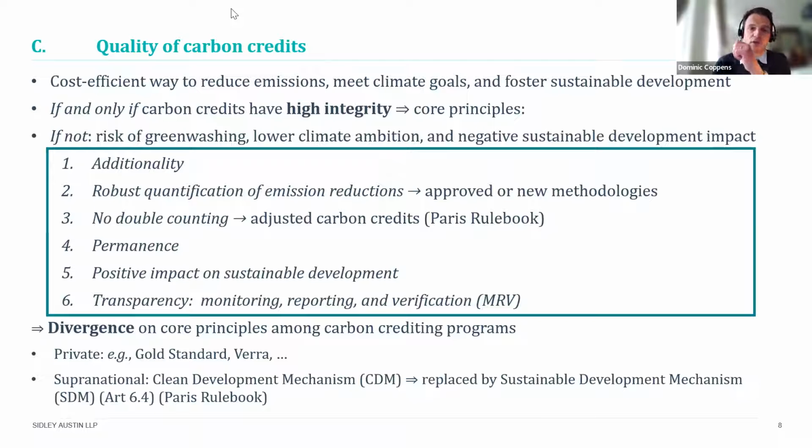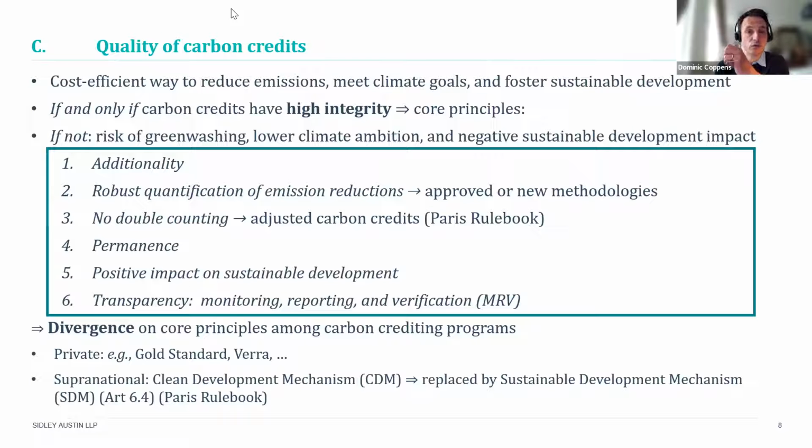The third one is the principle of no double counting. So in principle, an emission reduction can be used only once. If you're in a host country where you develop a project and you can convince your government not to use the carbon reduction to meet its own requirements under international law, under the Paris Agreement, then that credit will be called a so-called adjusted credit. And that credit will be seen as having higher quality and higher integrity in the market. And that credit will therefore be able to be sold at a higher price.